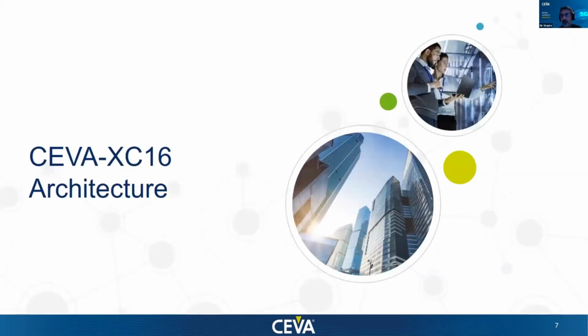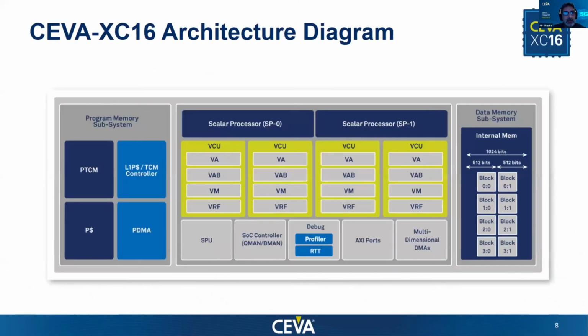So let's jump directly and have a look at the XC16 architecture. Here you can see the XC16 block diagram, and immediately you can see the XC16 has two separate execution units based on Scalar, two Scalar.